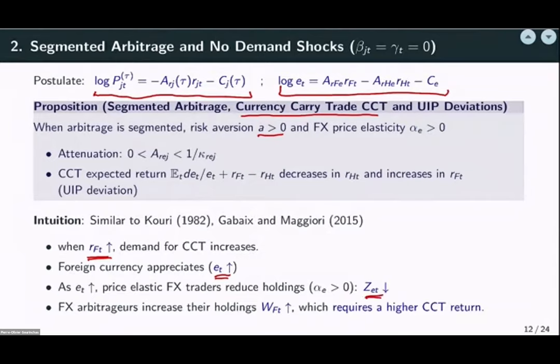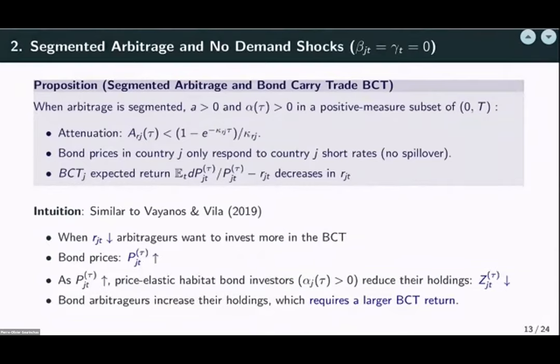That will in turn lead the habitat investors in the currency market to reduce their demand for foreign currency. As they reduce their demand for foreign currencies, equilibrium in the foreign exchange market requires these arbitragers to step in and increase their holdings, and that requires that they're offered a currency carry trade return. So in other words, they have to be offered a positive expected return on holding the foreign currency. So the exchange rate is going to appreciate, but not all the way to the UIP result. It will appreciate some of the way, and then there will be some leftover excess return on the foreign currency. That logic also applies in the domestic bond market, and that's a version of Vayanos and Vila, and that's very similar to the other paper.